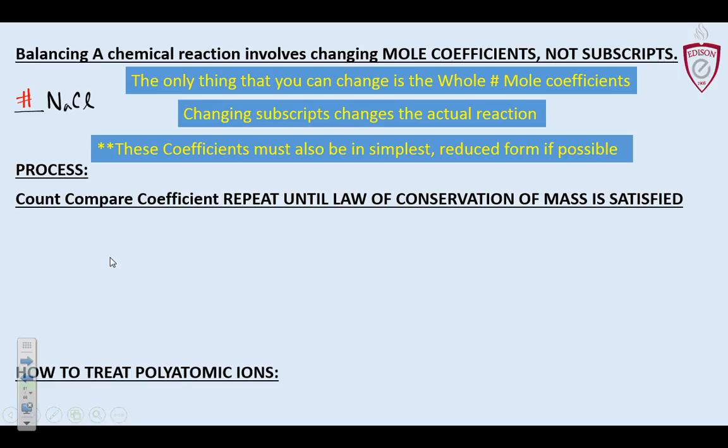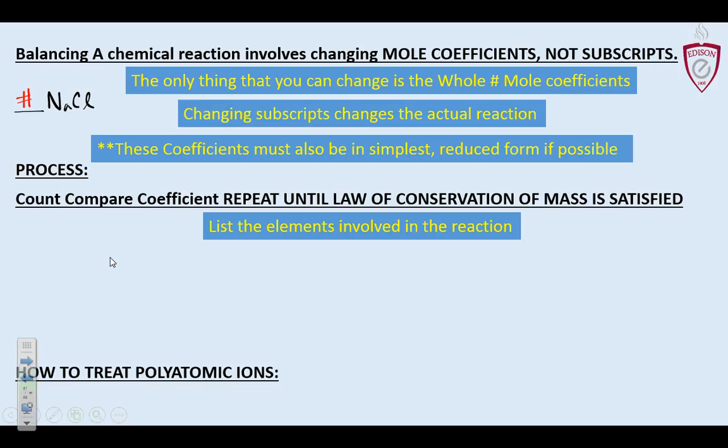The other thing is, when we're all said and done, we have to make sure that our coefficients are in their lowest terms. If I can divide them all by 2, then I have to do that. And remember, we're only going to be changing the number for the number of moles of compounds out in front of the compound. Nothing else. No subscripts at all. Okay, so let's see what we've got.